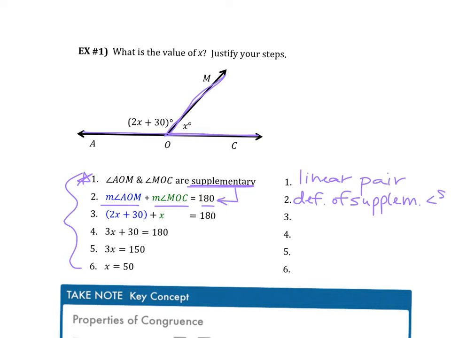Okay, now step 3. If you look, I kind of color-coded there. Hopefully you can see the difference in the colors. What I did was I took out AOM and I put in what it equals. And I took out MOC and I put in what it equals. What's that called? Take out a point guard, put in another point guard. Which property? That's substitution, okay? So we would say for step 3 here, we did substitution.